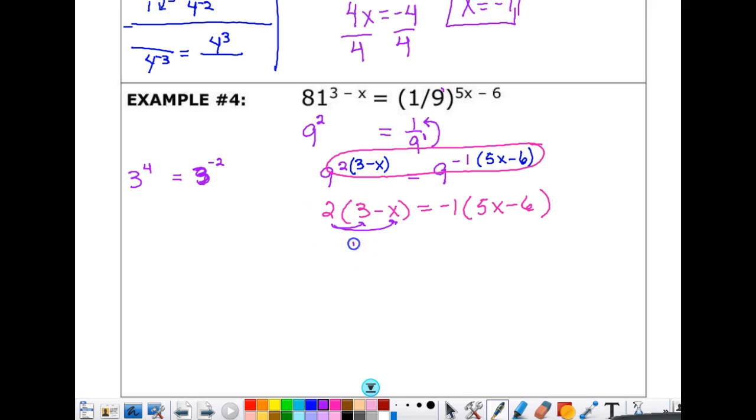So we get what? 6 minus 2x equals -5x plus 6, right? Now we can just solve it like we're in 8th grade or whatever. So what do you do? Add 5x.